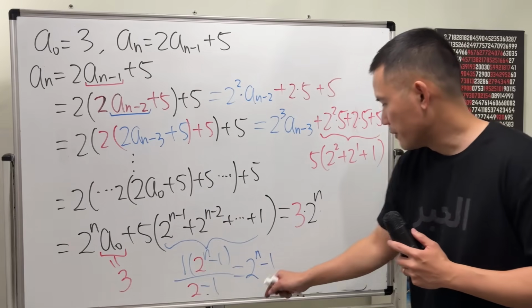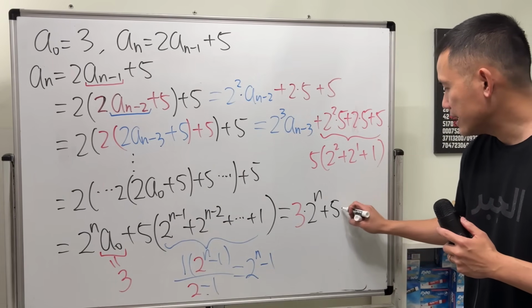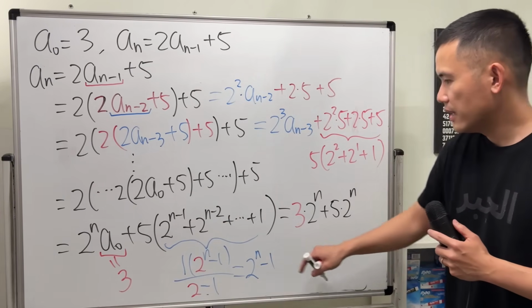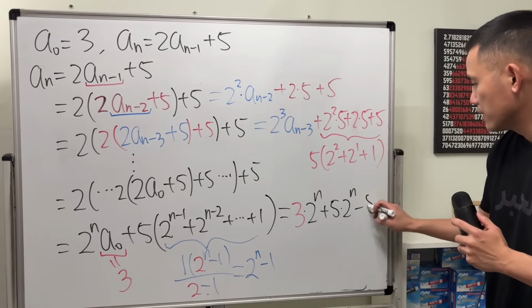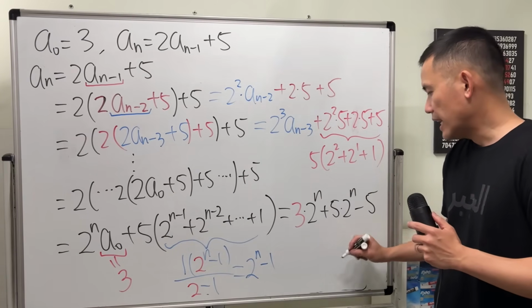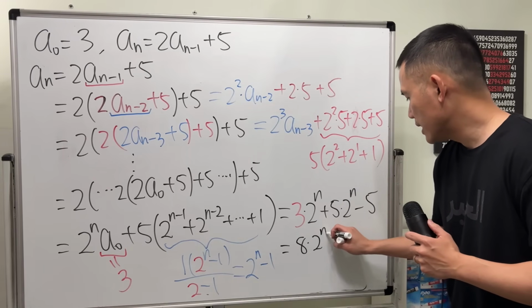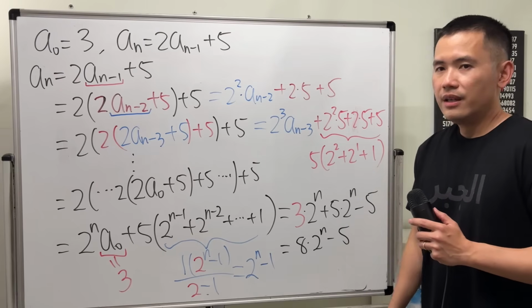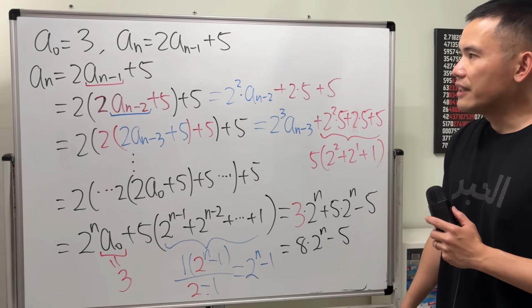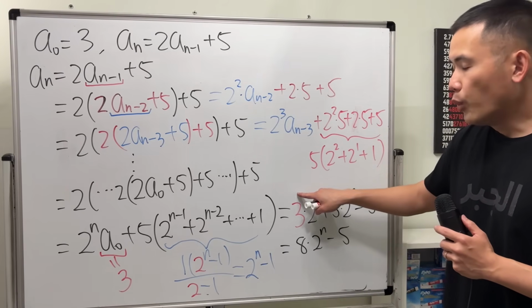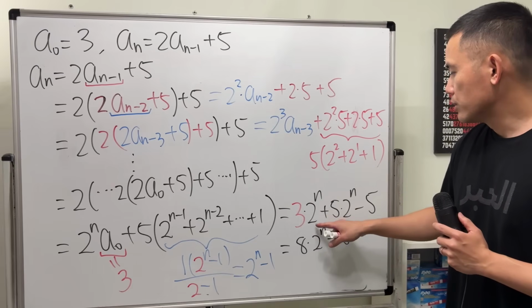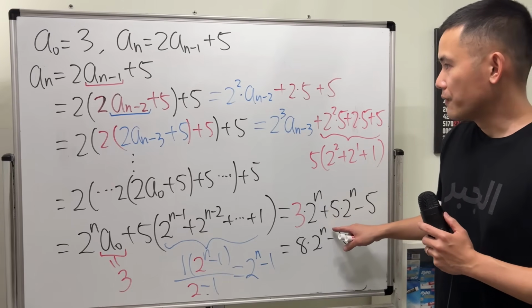I will distribute the 5, so it's plus 5 times 2 to the n, and then 5 times negative 1. And now we can combine this and that. So that is 8 times 2 to the n minus 5. And in fact, we're pretty much done. And in fact, you can see the pattern. It's always going to be a0 times 2 to the n plus 5.